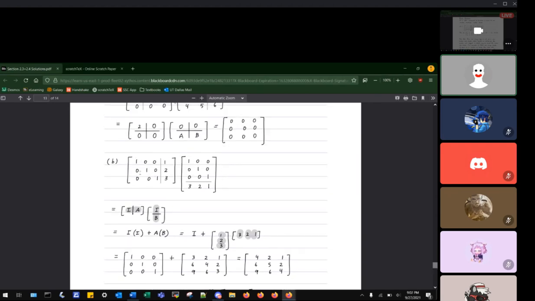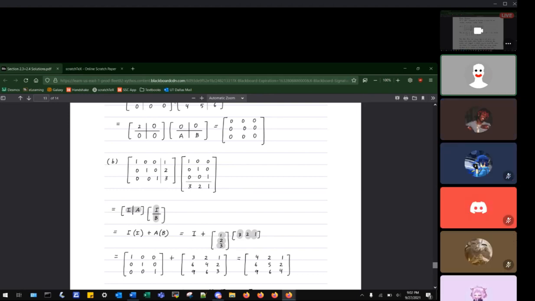Here's an example of an asymmetric partitioning. You have 3 columns and 1 column, 3 rows and 1 row. That's how you're supposed to cut a block matrix.